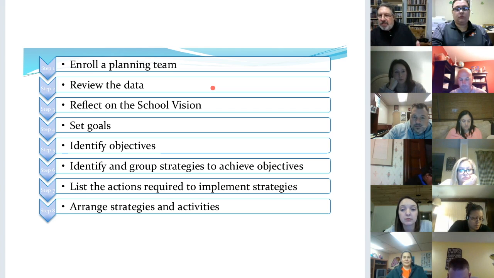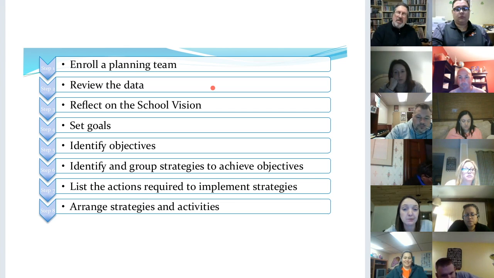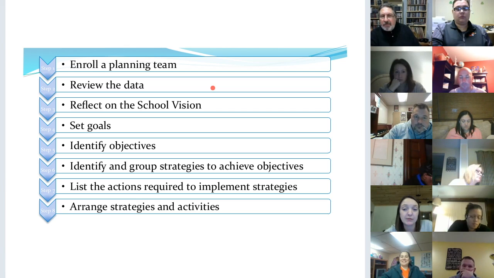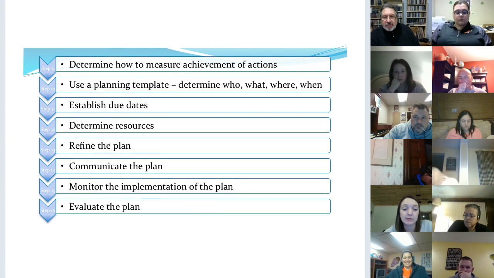You review the data, reflect on the school vision, you set goals, you identify measurable objectives, identify the group strategies to achieve the objectives, list the actions required to implement the strategies, and arrange strategies and activities. I like to use this term all the time: you need to drive the agenda. You can't skip these steps. I'm going to give you some shorthand for this.